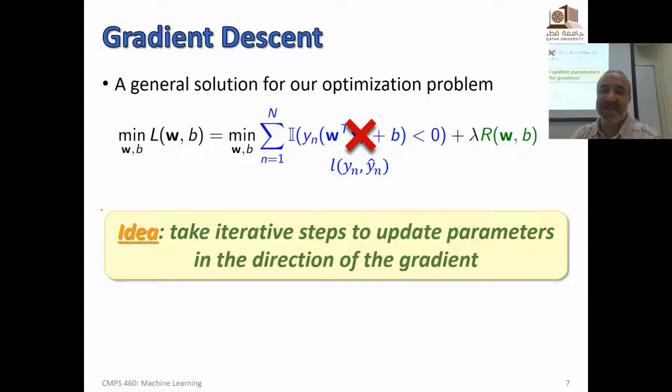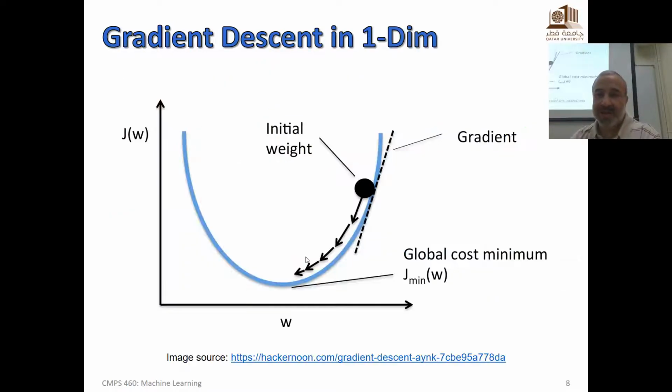Right, so the main idea here is to take iterative steps to update the parameters in the direction of the gradient. So in every step, we need to see the direction of the gradient, go in the opposite of that direction because we are minimizing, and then continue. So in every step, compute the gradient and then update the parameter. Okay? That's what will happen in one dimension.